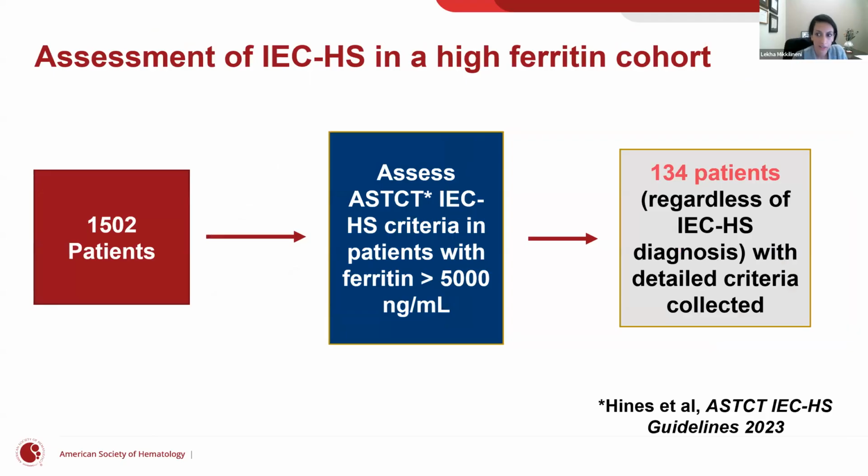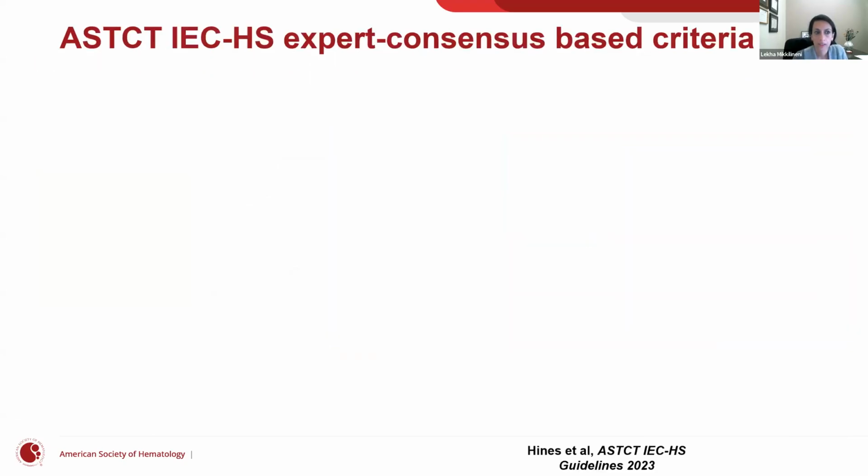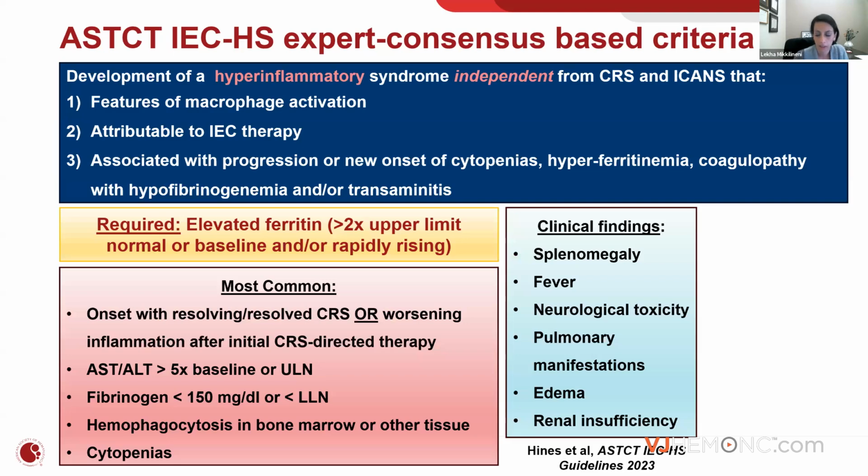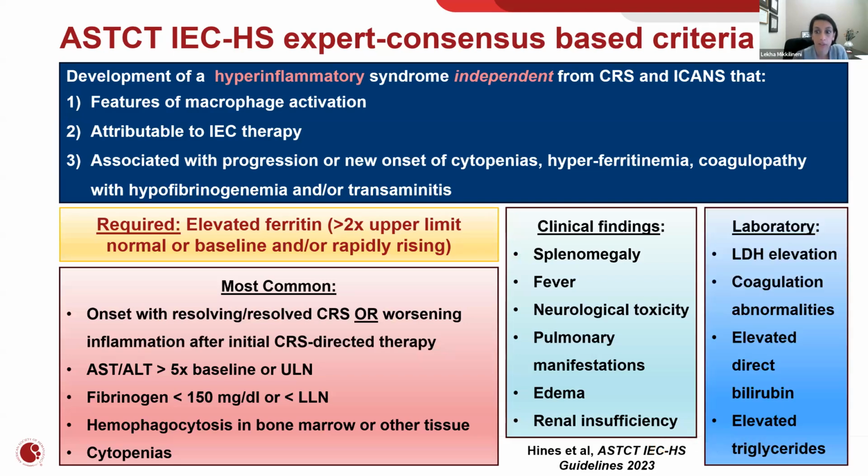And finally, in our last analysis, we examined the Hines et al. criteria in a subset of patients to really understand what we were seeing in terms of their prevalence in this patient population. The slide highlights some of the key elements of the AST/CT IEC-HS criteria. It really entails the development of a hyperinflammatory syndrome that is independent from CRS and ICANS, and which has features of macrophage activation. It has to be attributable to IEC therapy, and it is associated with progression or new onset of cytopenias, high ferritin, coagulopathy, and/or transaminitis.